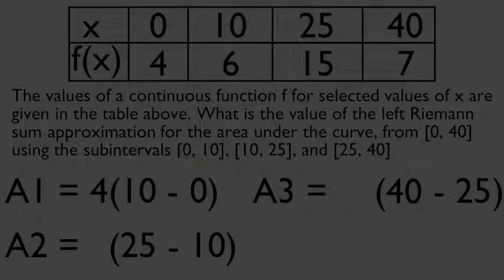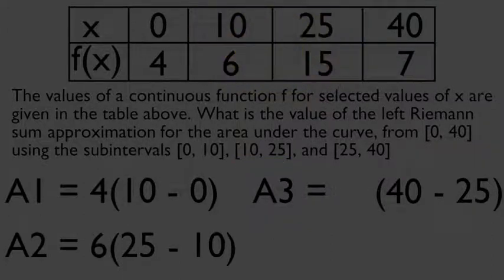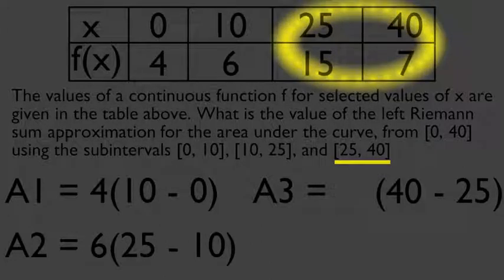Looking at our next subinterval, from 10 to 25, 10 is our smallest number, so it's our leftmost value. So the height of our rectangle would be 6. And our last subinterval, from 40 to 25, the smallest number is 25. So again, that's our leftmost number, and the height of that rectangle is 15.